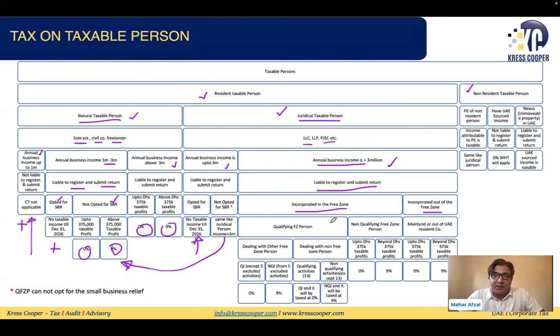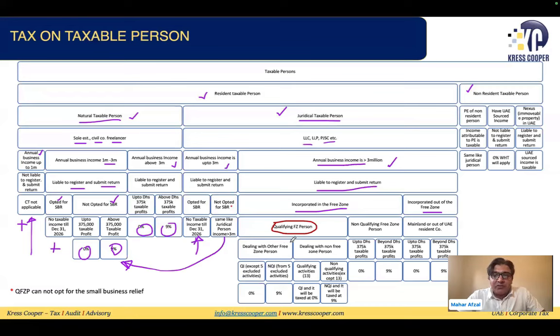If incorporated in the free zone, this is again an important thing, that only these free zone persons can be a qualifying free zone person. Because you can see here, when I mentioned this incorporated out of the free zone, I have not mentioned here the qualifying free zone person. Means only if the juridical persons are incorporated in the free zone, they can become a qualifying free zone person. Otherwise, no one can become a qualifying free zone person.